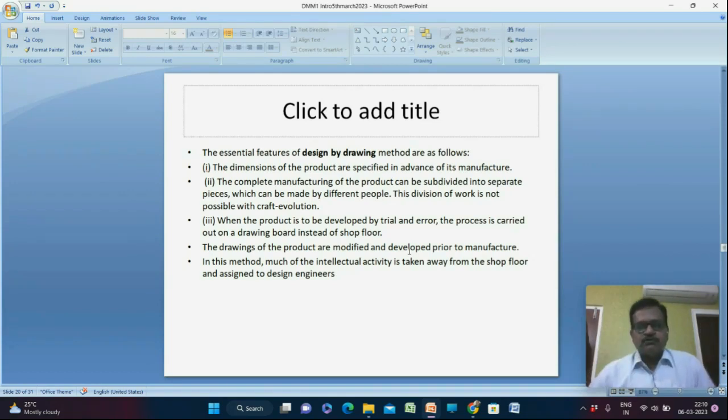When the product is to be developed by trial and error, the process is carried out on the drawing board instead of the shop floor. It is in the drawing room or in the design itself rather than while making it on the shop floor. The drawings of the products are modified and developed prior to manufacture. In this method, much of the intellectual ability is taken away from the shop floor and assigned to the design engineers.